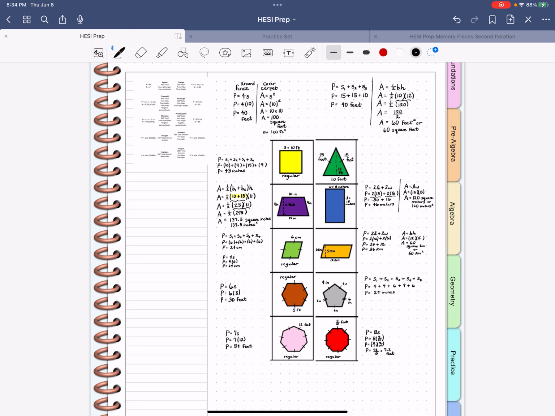Goodness, that was a lot. But this is every shape that I have ever seen on a test, and I think you are likely to not see anything but a square, a triangle, and a rectangle. However, I do not know. So just in case, I wanted to show you how to do those.